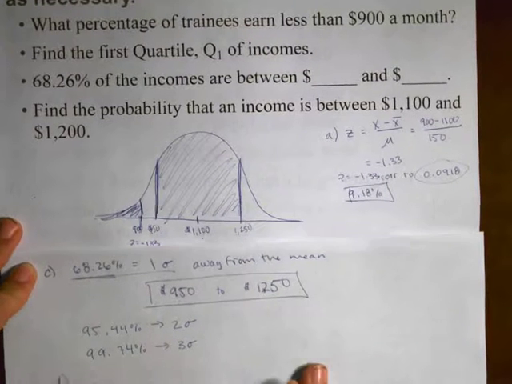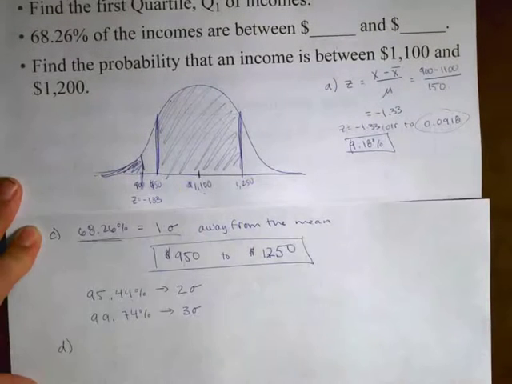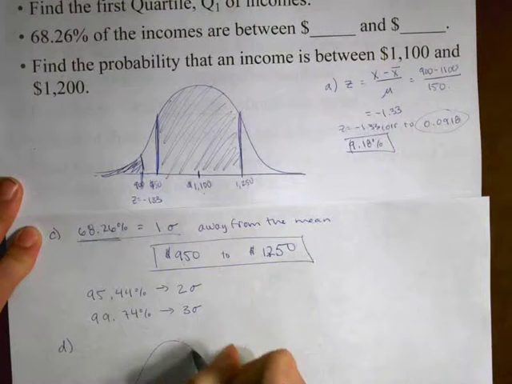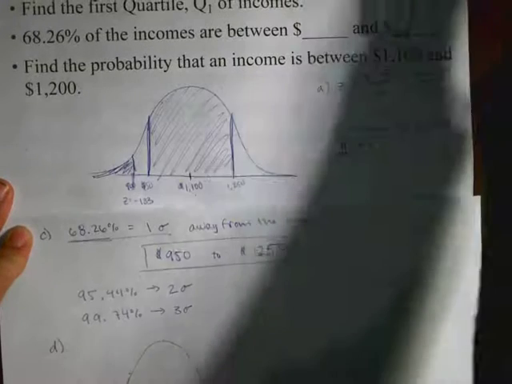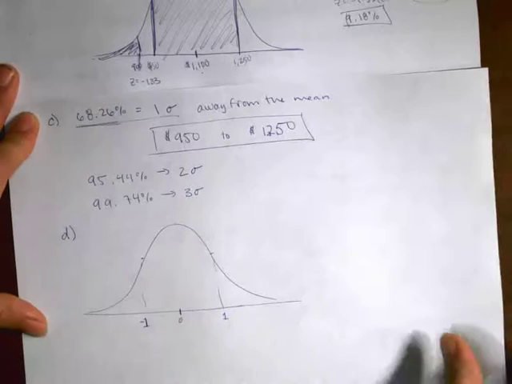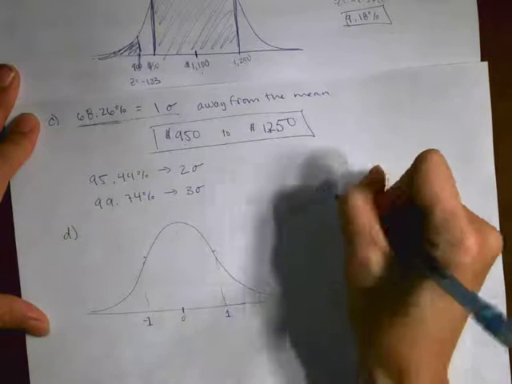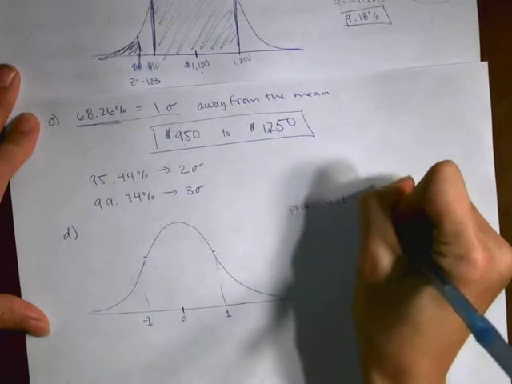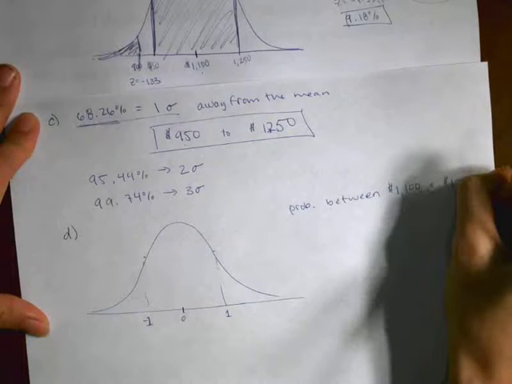The last part on this is to find the probability that an income is between $1,100 and $1,200. So I'll redraw my standard normal curve with a mean of 0 and a z-score of plus or minus 1 being where the curve drops down to about 2/3 of its peak value. We want the probability between 1,100 and 1,200.